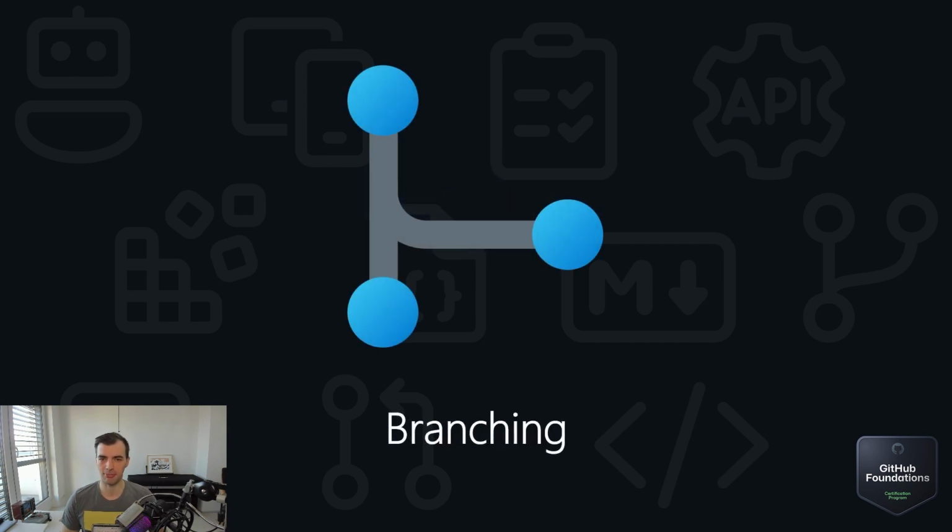Development of a project happens on branches. A branch is a named pointer to a commit. And when you add a new commit to a branch, the pointer moves to that new commit and its ID. Usually a project has a main branch, which is called either main or master, and the stable development of the project happens on this branch.